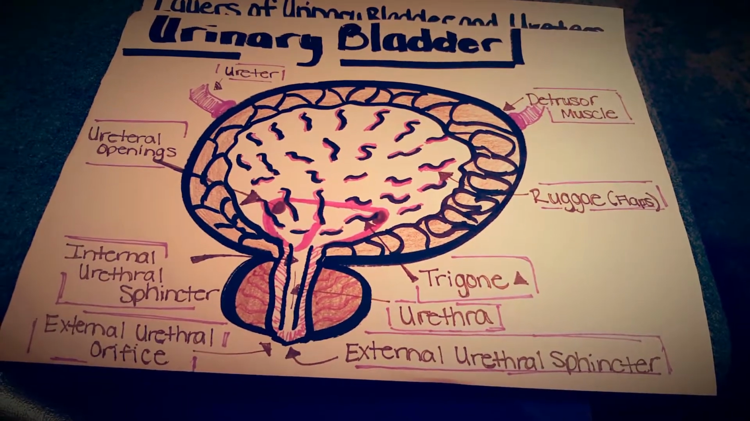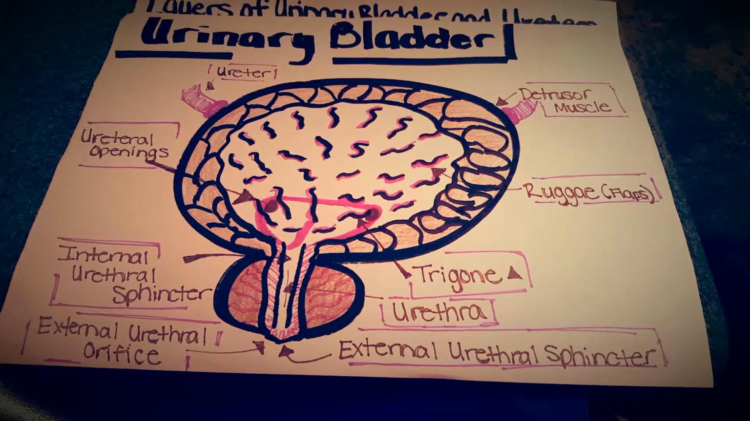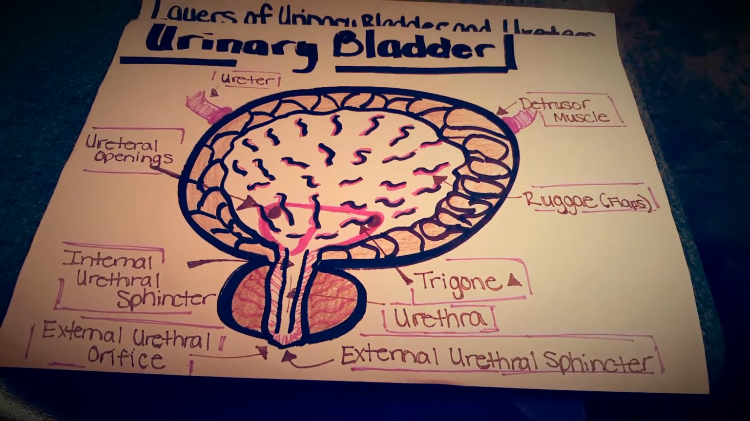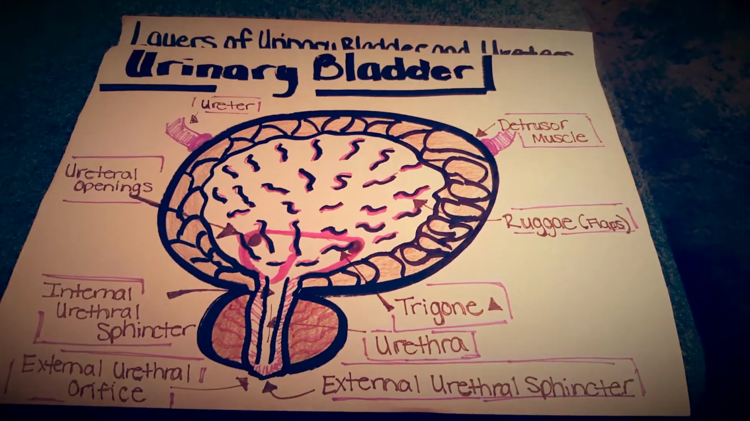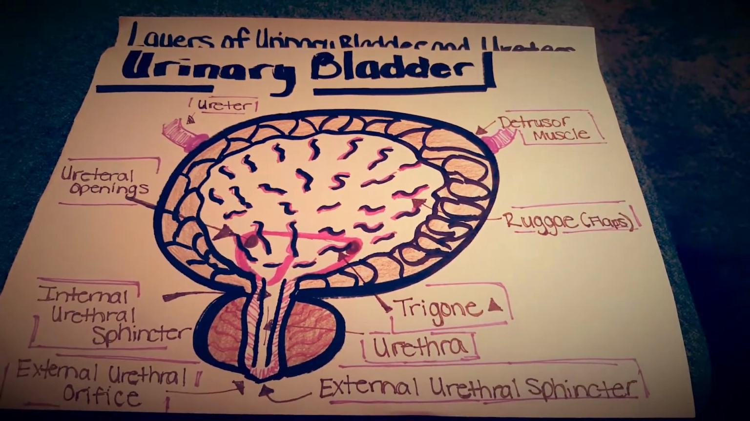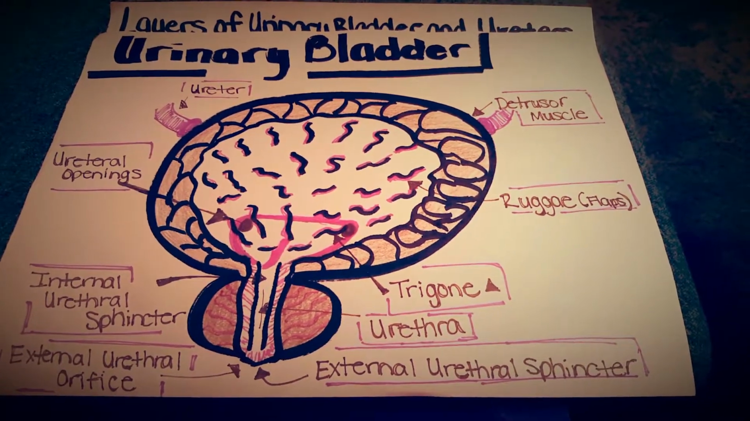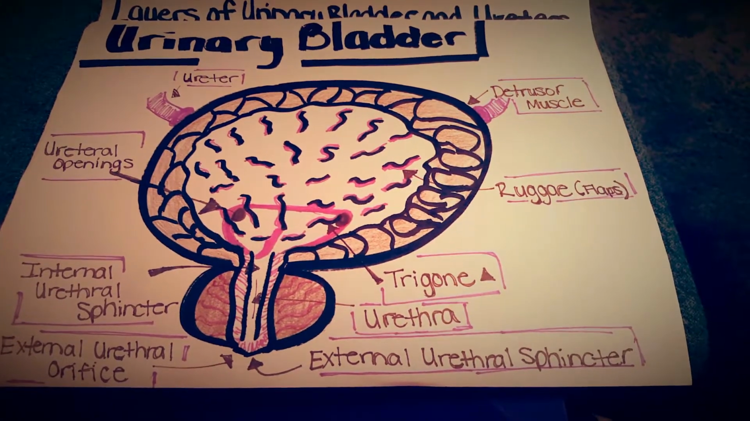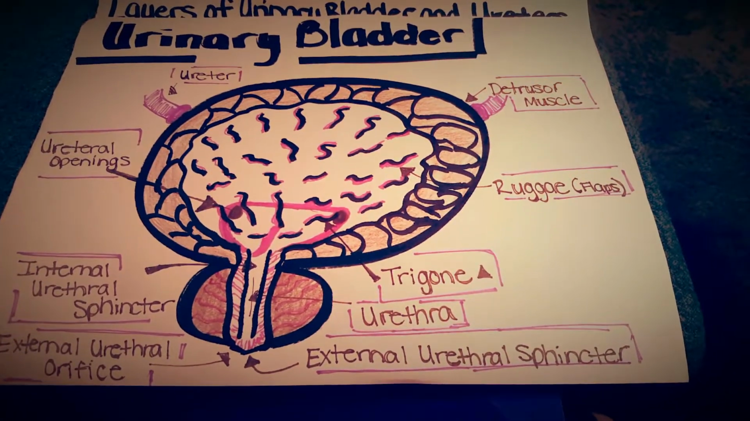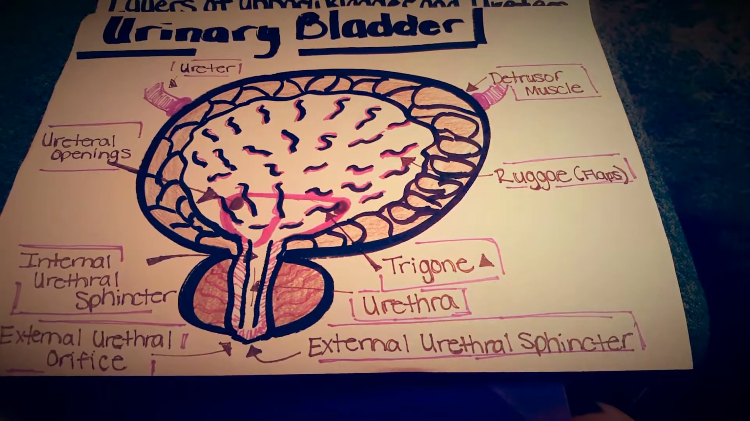This opens into the final organ of the urinary system, which is the urethra, and the urethra is surrounded by two rings of muscle, the external and internal sphincters. In males, the urethra is much longer and has three divisions: the prostatic urethra, the membranous urethra, and the spongy urethra.